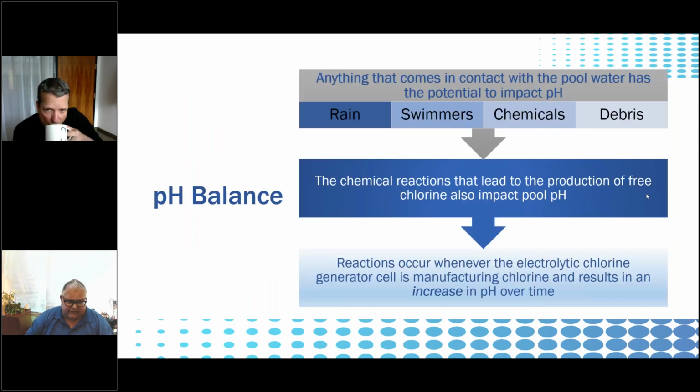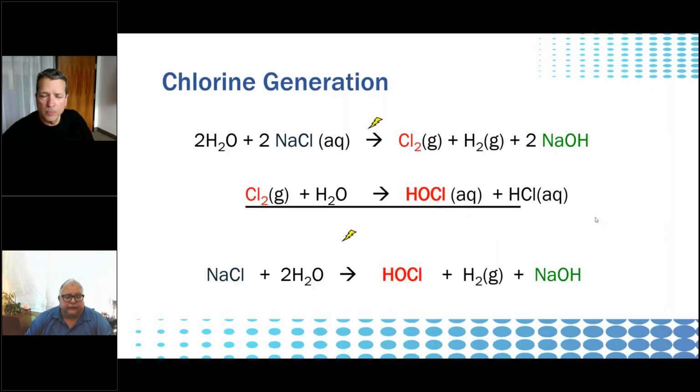Everything that comes into a pool will cause your pH to change, but ultimately the reactions that occur when you are creating active chlorine from salt very, very quickly cause pH to change. So I want to illustrate that very quickly. Now, all of you that stopped listening because I put a chemical equation up, come back. This is not hard to look at. I promise it'll be quick and easy, but I want to show you what really happens when you put a salt molecule into the pool.